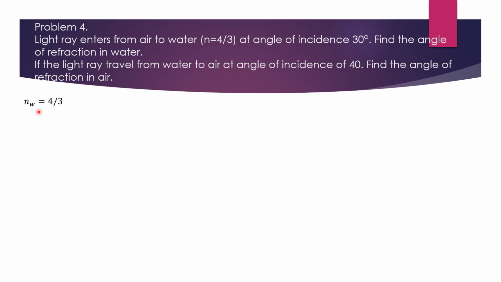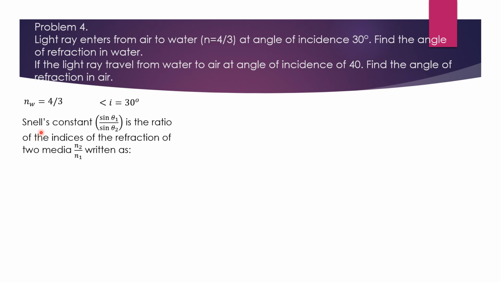Refractive index of water is equal to 4 by 3 and angle of incidence is equal to 30 degrees. Now recall Snell's constant, that is sine of theta 1 divided by sine of theta 2, where theta 1 is the angle of incidence and theta 2 is the angle of refraction. That is a constant, and it is the ratio of the indices of refraction of the two media, that is n2 over n1. This is written as sine theta 1 over sine theta 2 equal to n2 over n1, and this relation is generalized as n1 sine theta 1 equal to n2 sine theta 2.